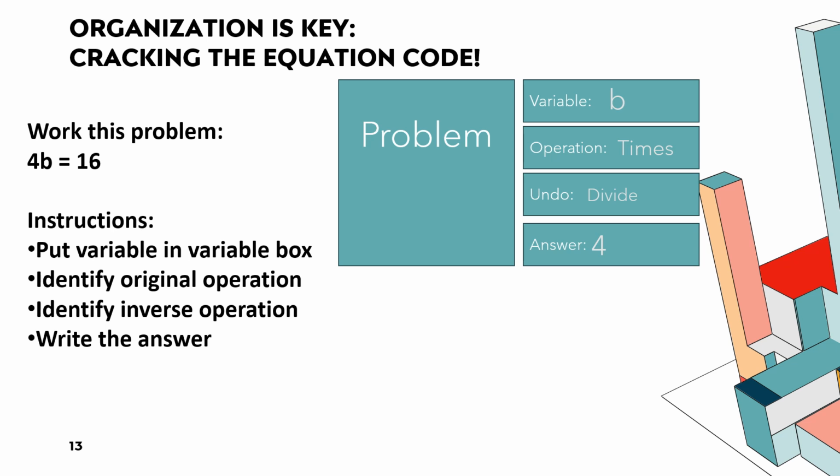To isolate b, we divide both sides by 4. Dividing 16 by 4 gives us 4. Checking our work. It's always a good idea to double-check our answer. If b equals 4, then multiplying 4 by 4 should give us 16, the original number on the other side of the equation. And guess what?